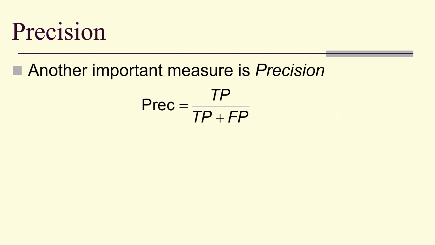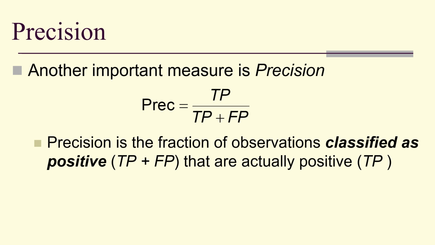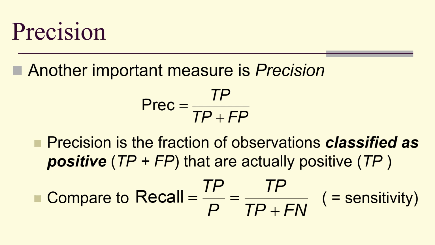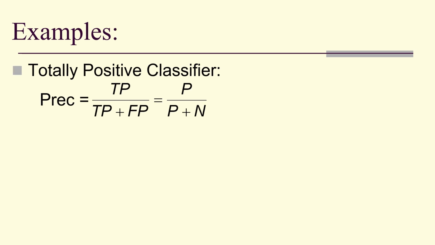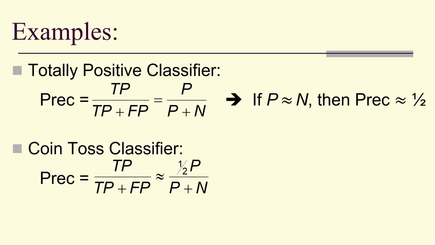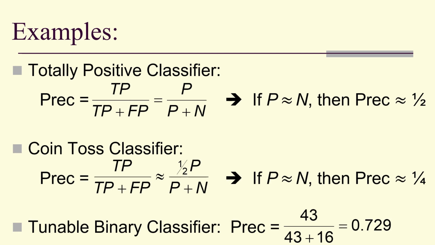Precision, Tp over Tp plus Fp. It's the fraction of observations classified as positive that are actually positive. Compare it to recall or sensitivity. For example, here's our totally positive classifier. The precision is P over P plus N. And if we have balanced data, then the precision is about 1/2. For coin toss classifier, if P is about N, then the precision is equal to 1/4. So for our tunable binary classifier example, our precision was about 72.9%.